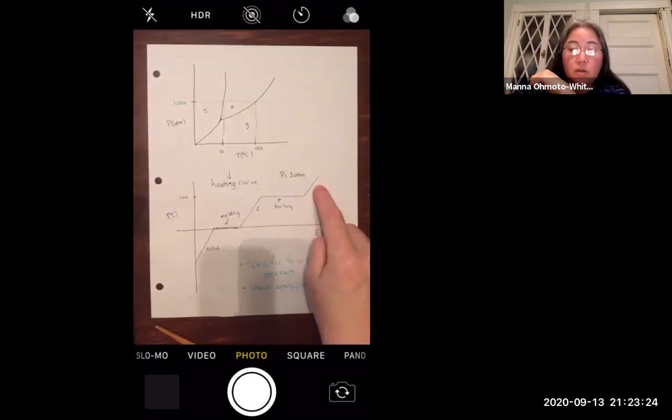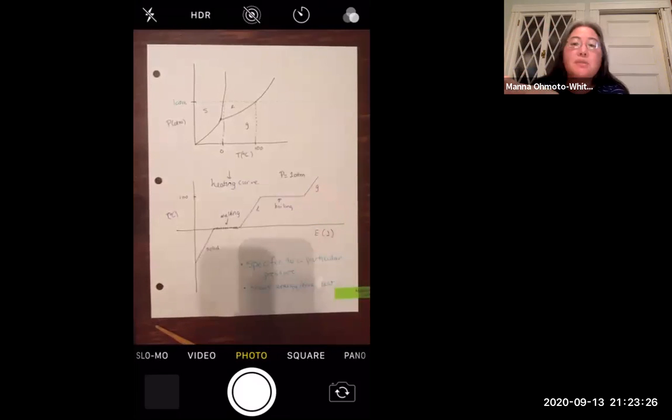Gases, on the other hand, we define as having absolutely no IMFs whatsoever, right? So in order to go from a solid to a gas, I have to overcome all of my IMFs. If I have maximum IMFs, I'm a solid. If I have no IMFs, I'm a gas. Everything else is a liquid.